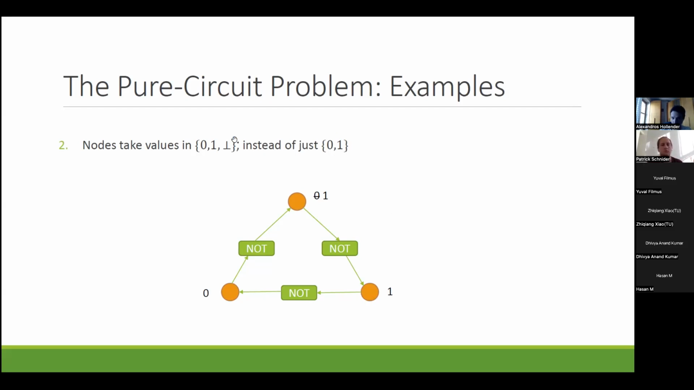With the extra garbage value, though, it's very easy to satisfy this cycle by just giving all 3 nodes the garbage value. Recall that if the input of a NOT gate is garbage, then the NOT gate does not care about the output. It can be anything. There's no constraint involved.